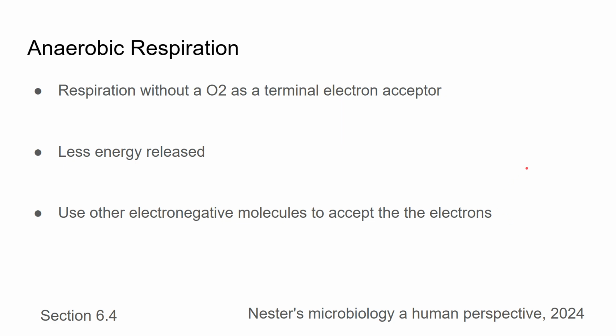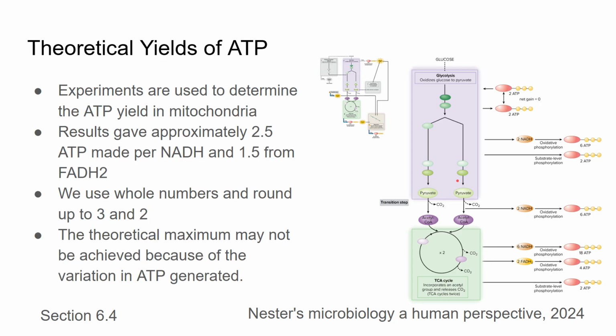Okay, so we also have something called anaerobic respiration. So this is still cellular respiration, but just know it's not as efficient as aerobic respiration. Anaerobic respiration will not use oxygen as a terminal electron acceptor. So because it's not using oxygen, there's actually going to be less energy released. So it will use other electronegative molecules other than oxygen. It's just they're not efficient. And because it's not using oxygen, it's called anaerobic respiration.